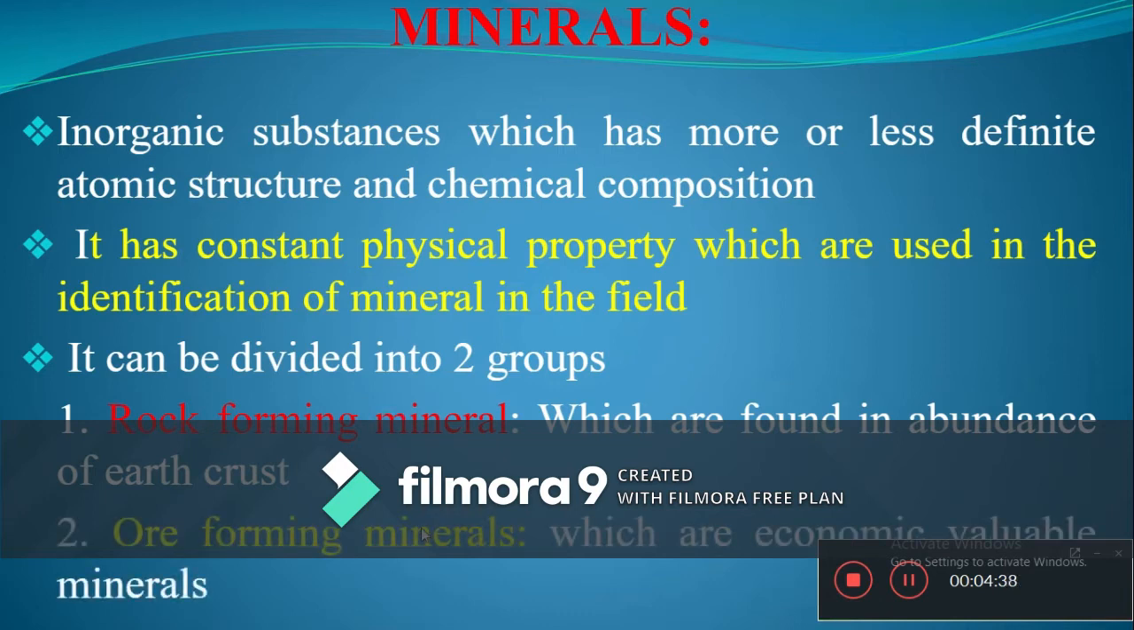Then we have ore forming minerals. Bauxite is the aluminum ore, you know bauxite. Then pyrite, FeS, is an ore of iron. So we have two categories. Quartz and feldspar form the rocks, and we call them rock forming minerals. And there are certain ore forming minerals which have economic importance.